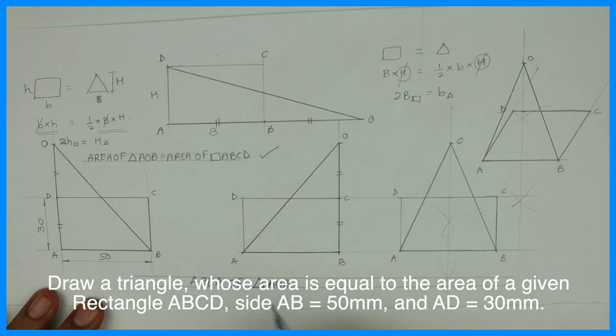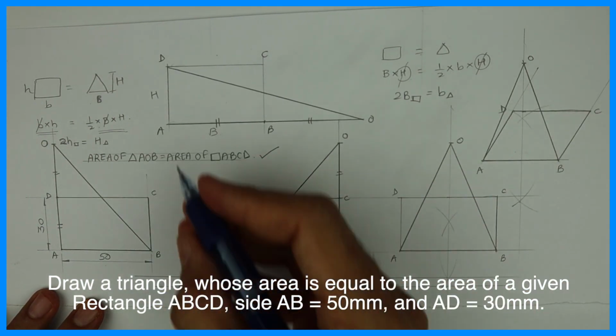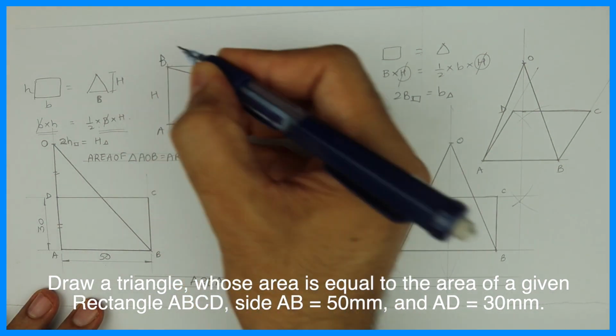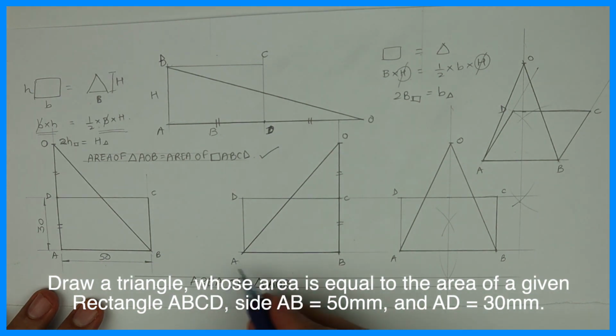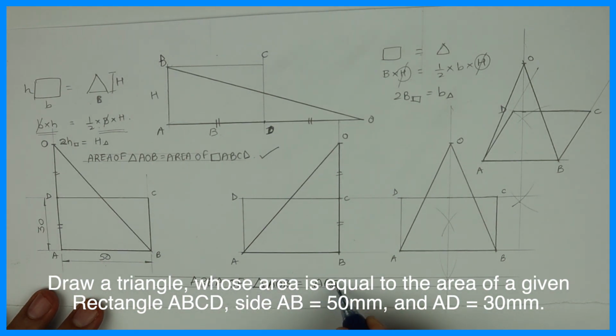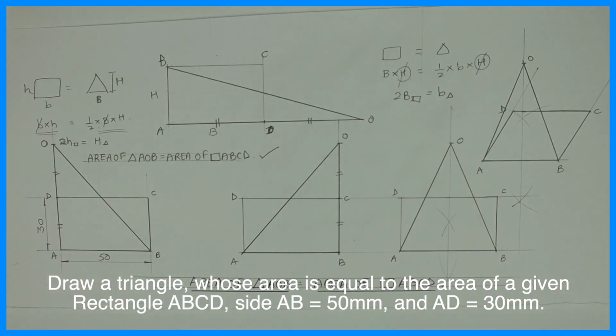For this triangle, area of triangle ABO. See all this, if I write this as B and this as D, then I can write common: area of triangle AOB is equal to area of rectangle ABCD, or in the earlier case, parallelogram. Thank you.